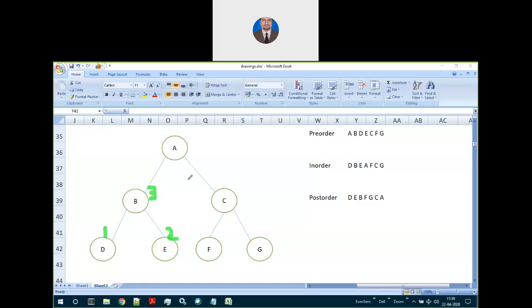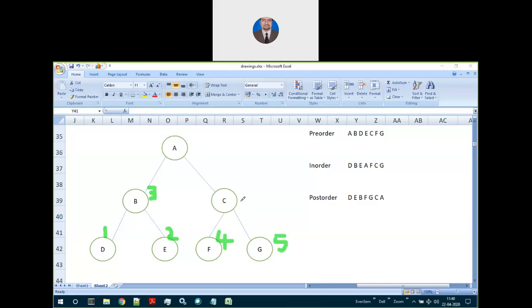Okay. Now I should visit the right child of A. So in the right child of A, what do I have? I have C here. But C is again making a subtree with F and G. So before I visit C, I should be visiting both its children, left and right. So who is the left child here? F. So I should be visiting F in the next stage and then the right. So who is the right child of this C? It is G. So this G will be visited in the fifth stage.